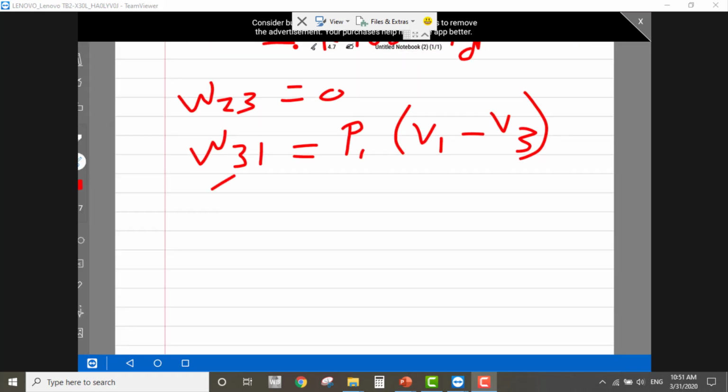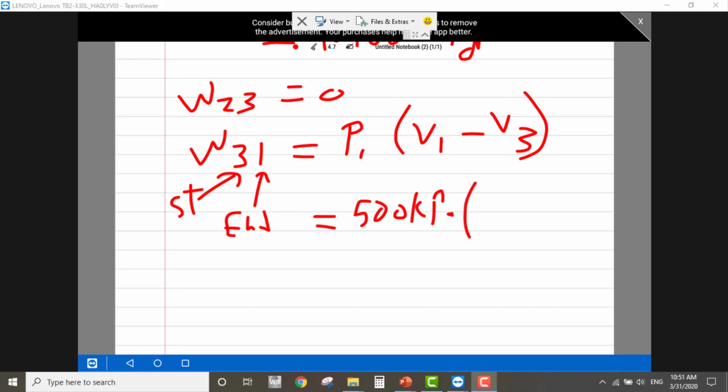Because this is final, and this is the start point, and this is the end state. Okay, so subtract final minus initial. So P1, 500 kilopascal, multiplied by V1, which is 0.2. This is compression. Okay, this is constant pressure compression.